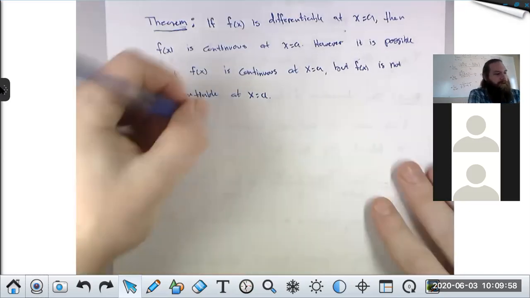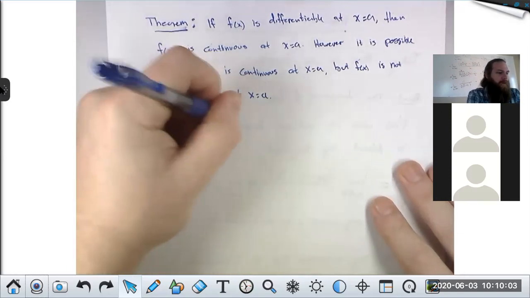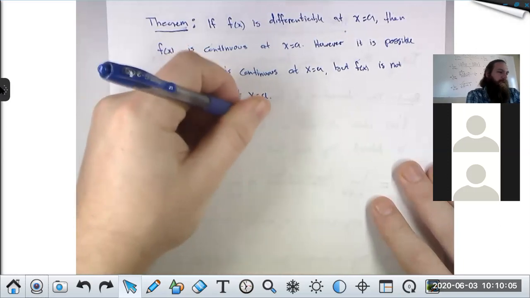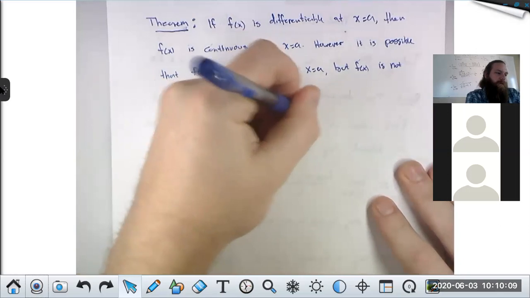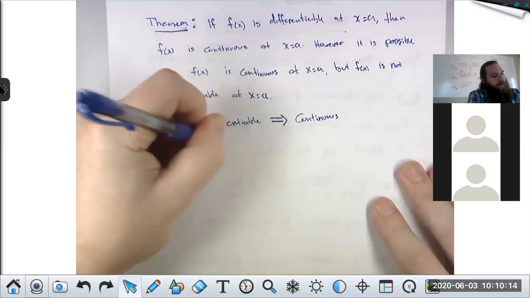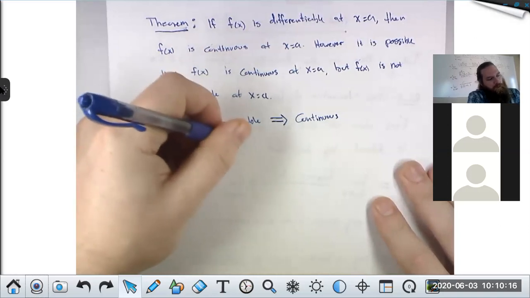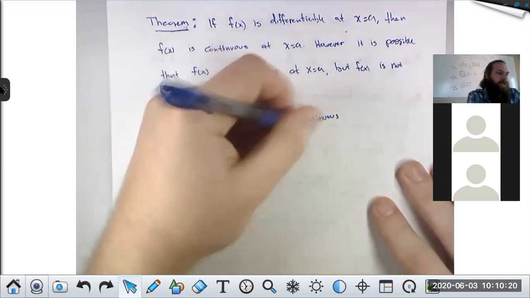So another way to write this is: differentiable implies continuous, but continuous does not imply differentiable.